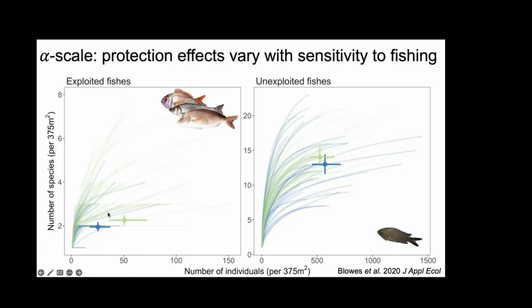This is just to show the average across all of those different sites. And so here we can see more individuals. We've pulled the blue average to the right. We've got more individuals and slightly more species for the exploited species, where really we've got no change. These 2 points for the unexploited fishes are really very close together on the right.